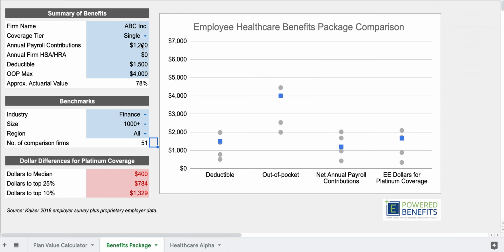So with this, if someone was working for a large finance company and they're paying $1,200 for single coverage with this plan design, they would need about an extra $400 to be considered a middle of the road plan. So this is something you can play with. You can add say $800 here instead, and you'll see that the dollars to the median drops. So it's essentially middle of the road.